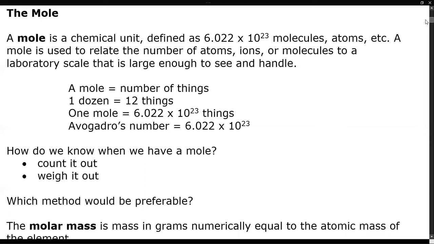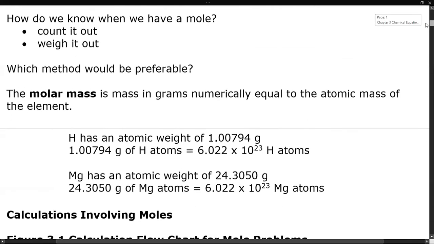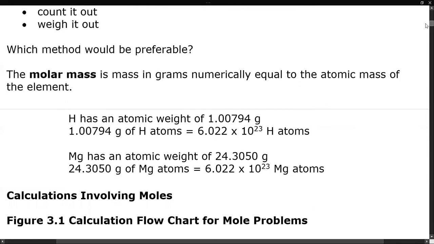So how do we know when we have a mole? We could count it out, but who wants to count all the way up to 6.022 times 10 to the 23rd? So more practically speaking, in the laboratory, we're going to weigh the sample, get its mass on the balance, and that method would be more preferable. So how do we do that? We need to know the molar mass. Molar mass is the mass in grams, numerically equal to the atomic mass of the element.